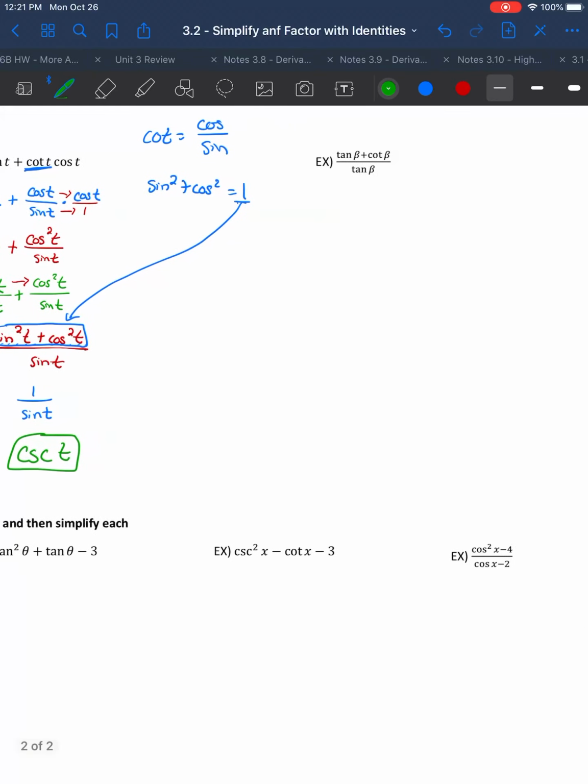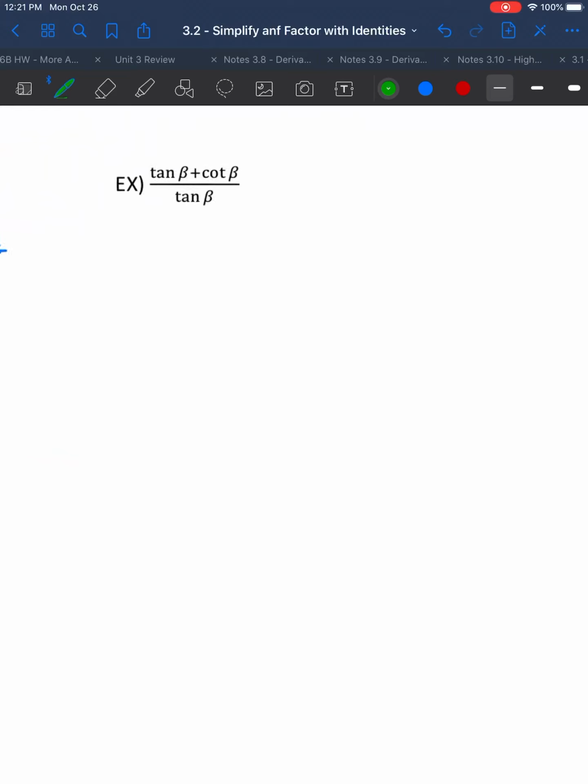Okay, one more: tangent plus cotangent divided by tangent. Again, there are so many ways I could go about this problem. One way that the students in class saw was they said, okay, I've got tangents and I've got this cotangent. Is there an identity for cotangent that makes it match the other two in terms of tangent?